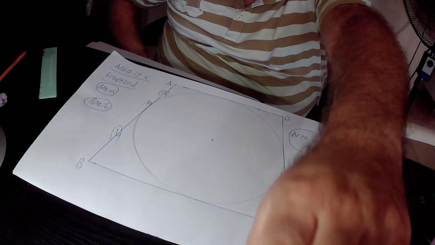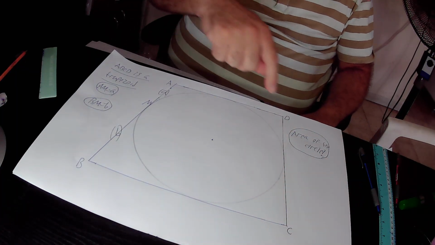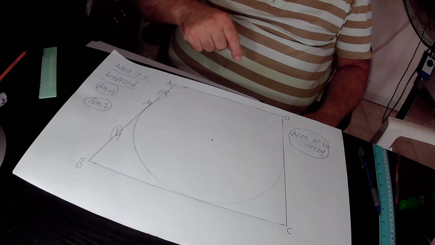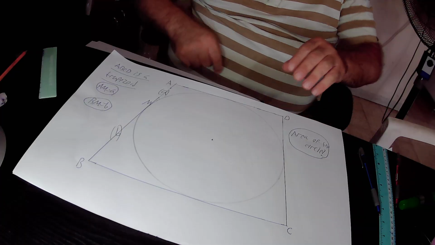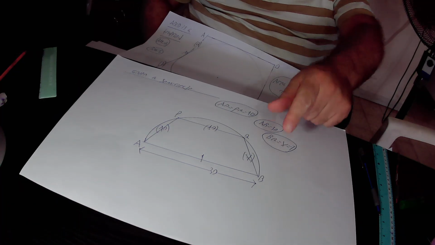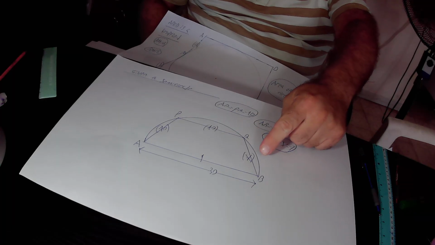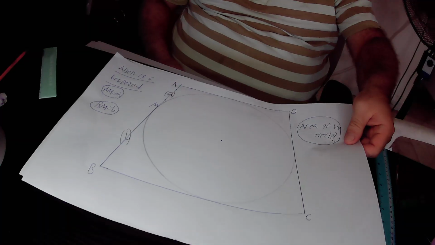Hello, in this lecture we answer two questions. In the first question, we find out the area of this circle that is inscribed by trapezoid ABCD. And in the second question, we find out the length of this line segment QB that is equal to x. So we start with the first question.